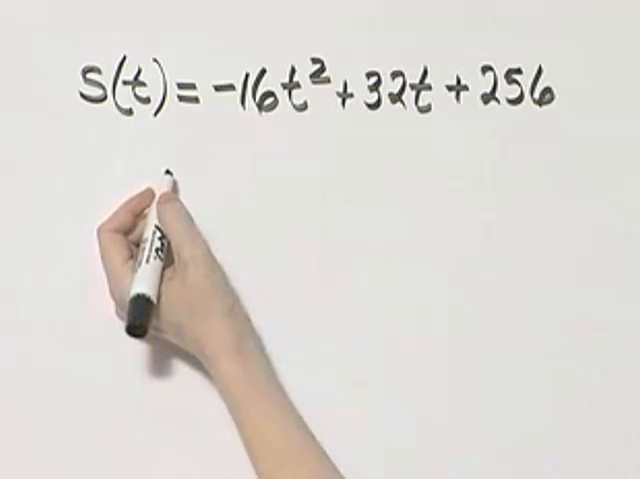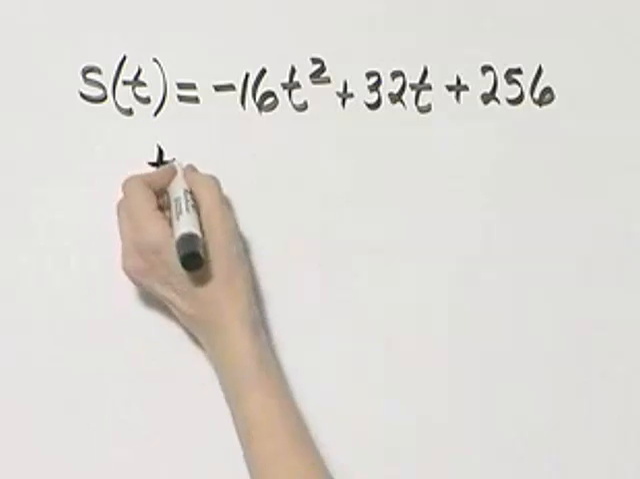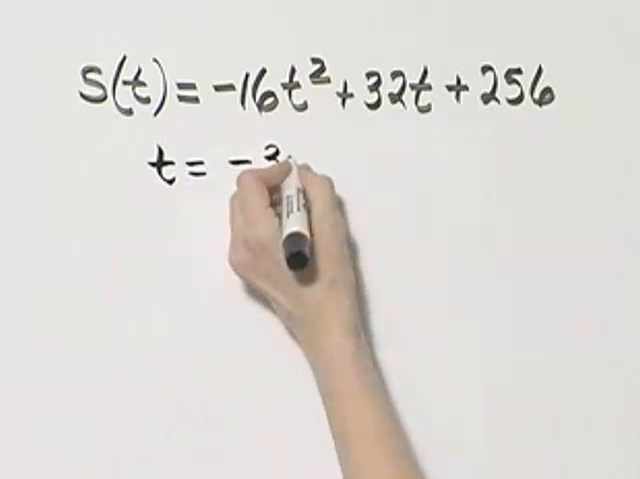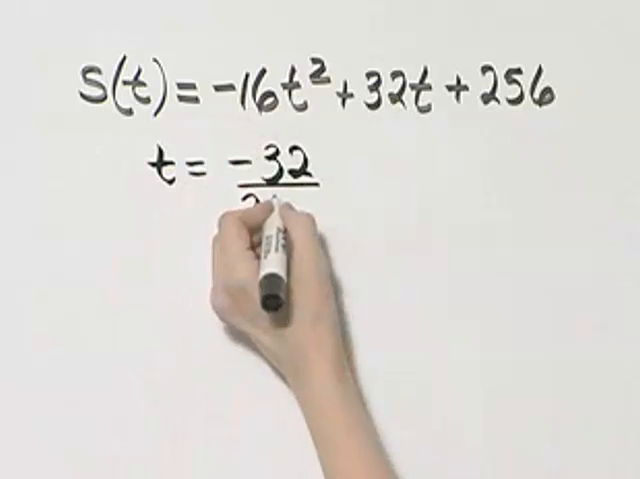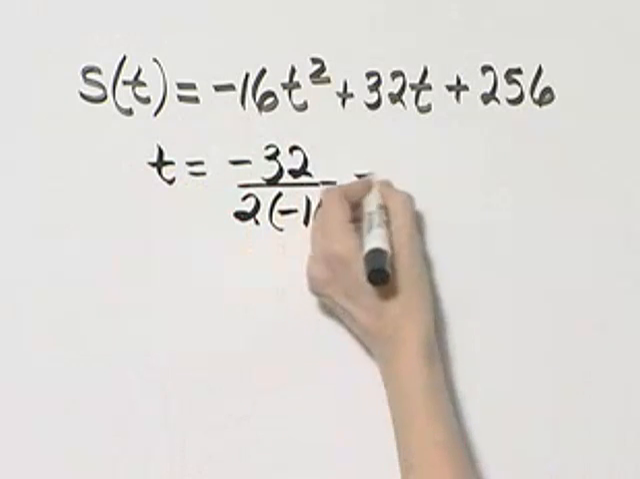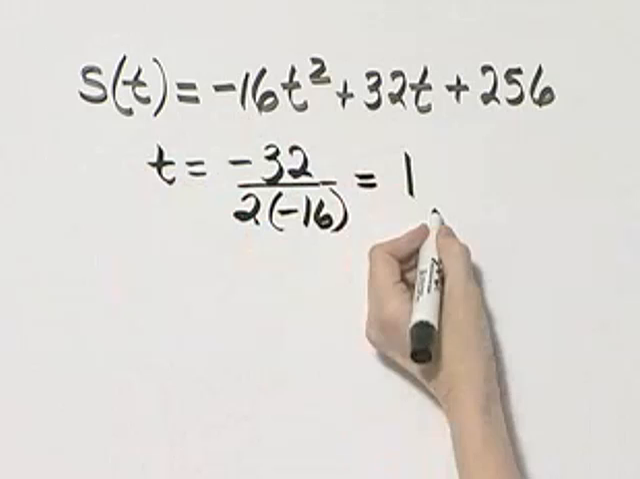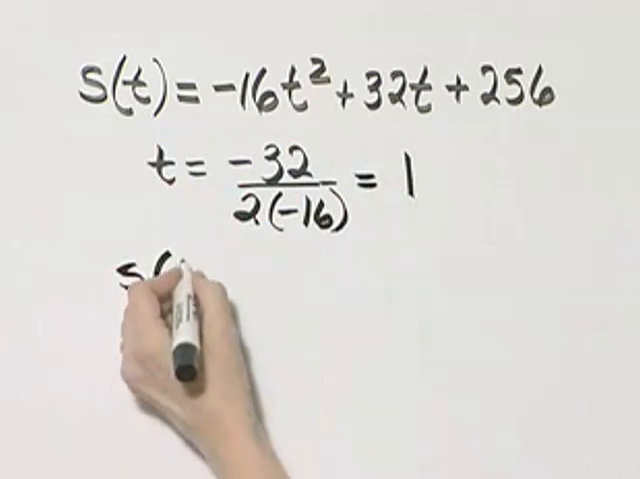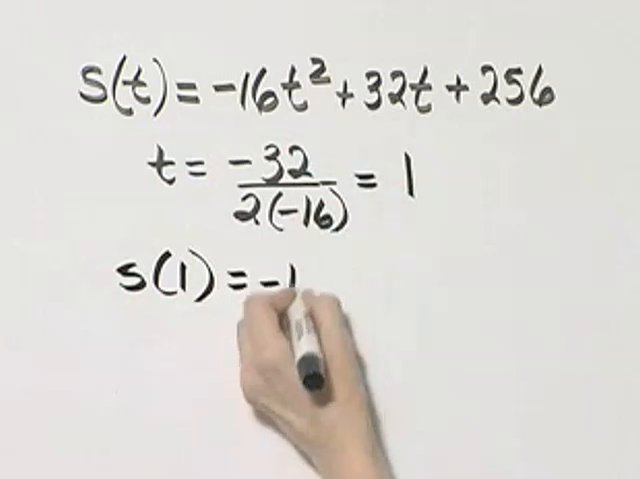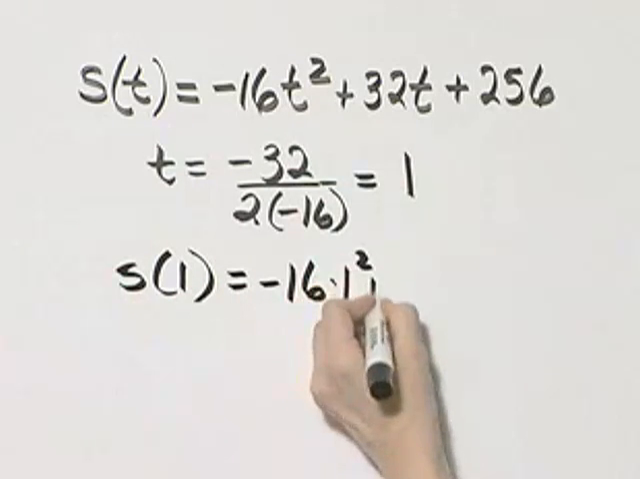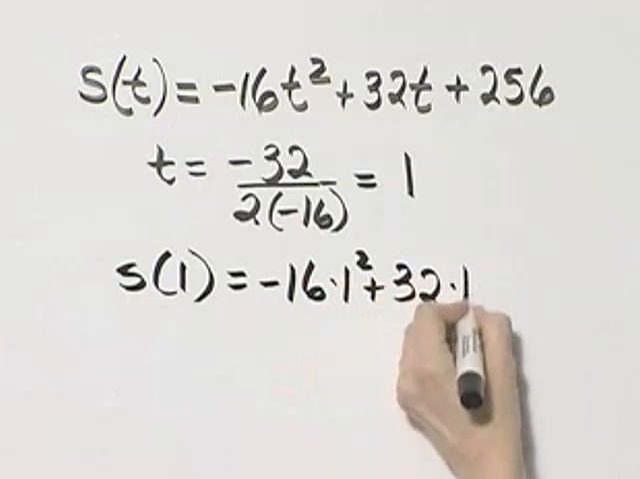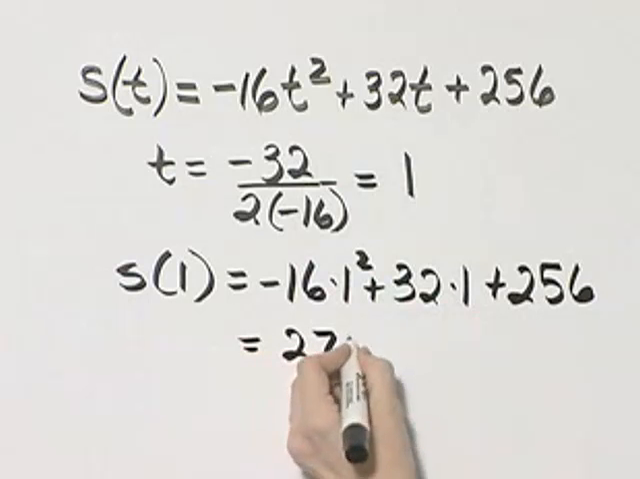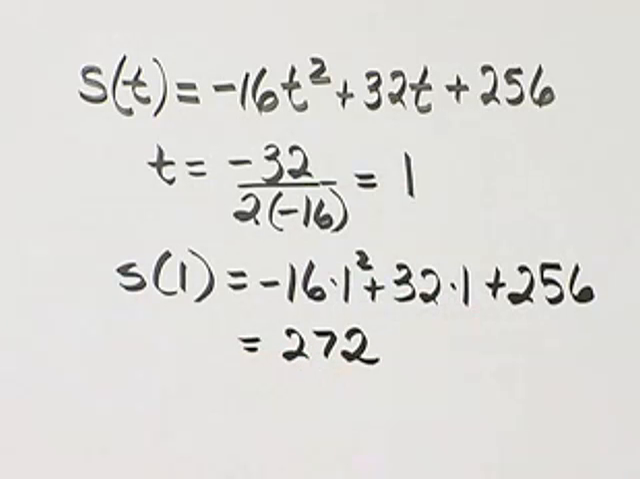Remember the x value, in this case the t value, we find that by negative b over 2a, so that's negative b is 32, over 2 times a is negative 16, so the t value is 1, and then to find the corresponding s of t value, we find s of 1, and s of 1 is negative 16 times 1 squared, plus 32 times 1, plus 256, and that is 272. Now, what does this vertex represent?